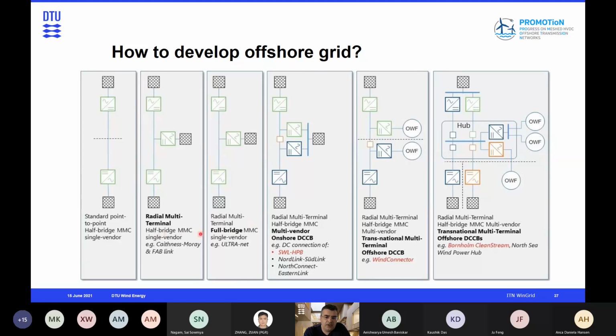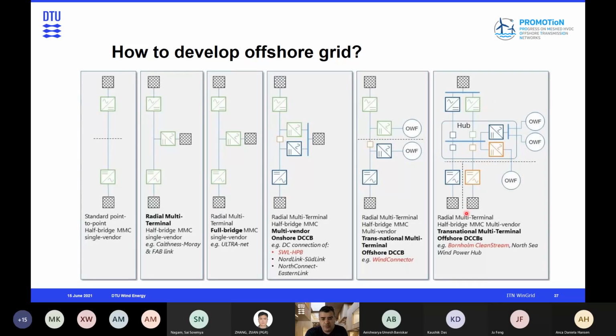It's talking more about half bridge or full bridge. I will not go into the details, but in general, increasing the number of converters can lead to what here is called an offshore hub. So you have a concentrated infrastructure in the form of a hub, and this can connect multiple offshore wind power plants to multiple AC systems.